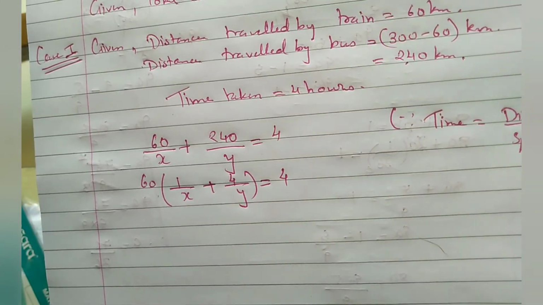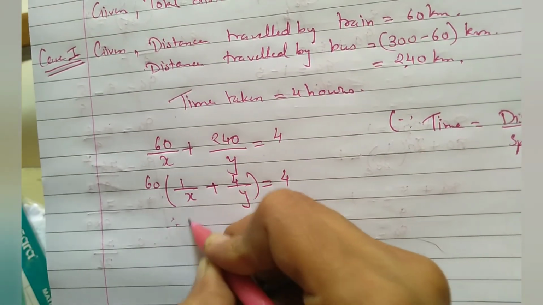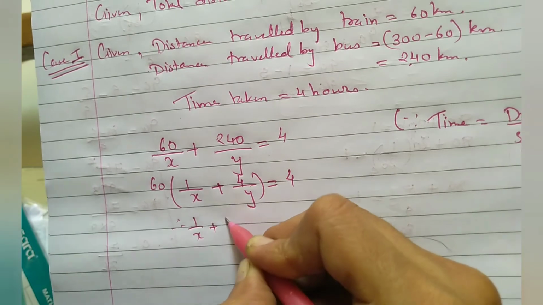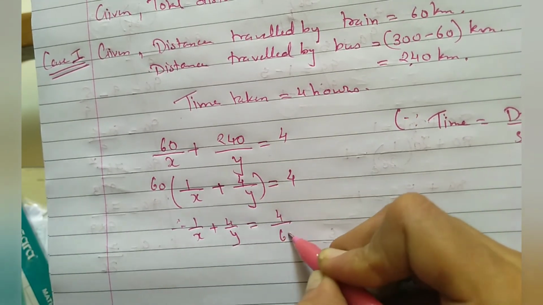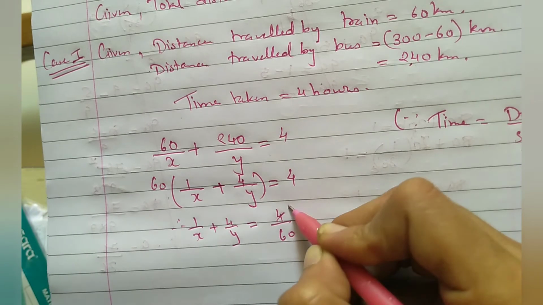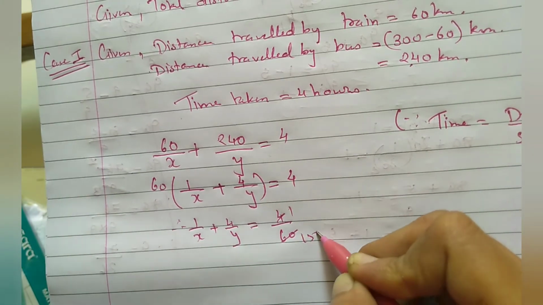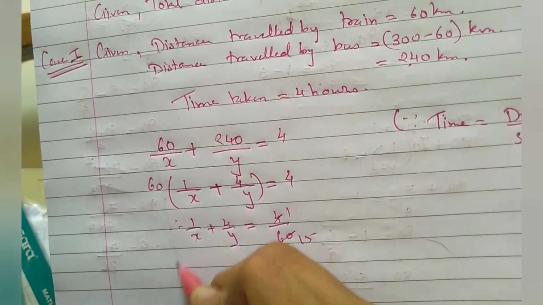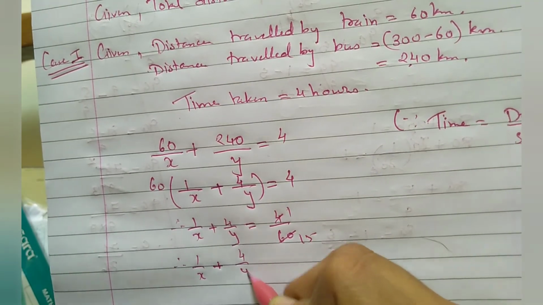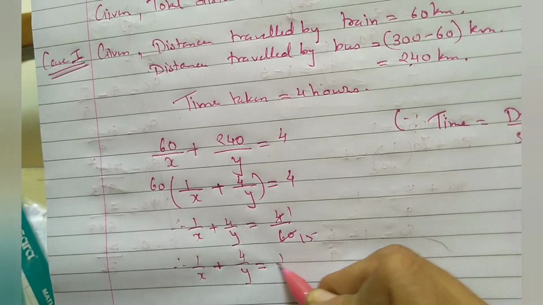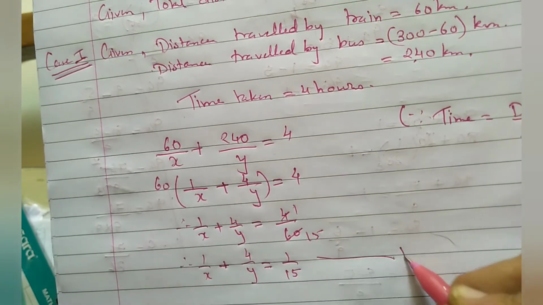After that, 60 is there, so 1 upon x plus 4 upon y equal to 4 upon 60. So 4 1s are 4 and 4 15s are 60. Okay, therefore 1 upon x plus 4 upon y equal to 1 upon 15. First equation.